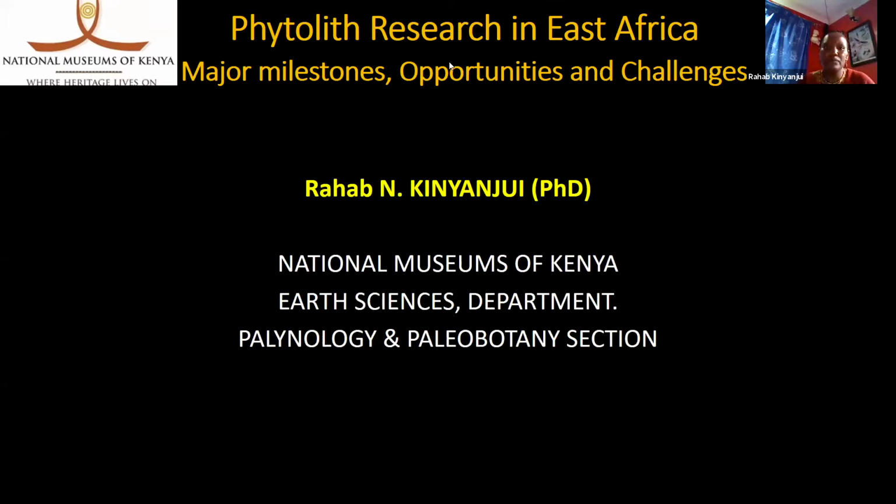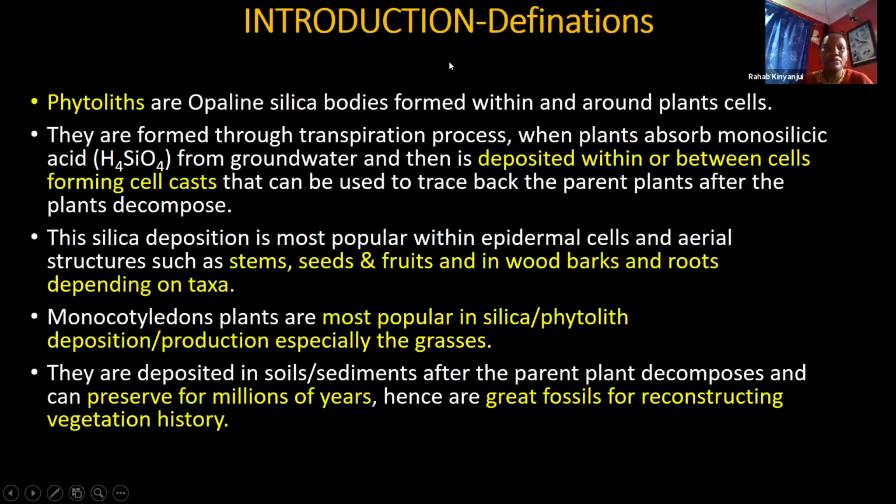So I'll start by giving some background, because I'm sure most of us may not be very conversant with what phytoliths are and why they are used, and where and when. So I'll go ahead and define some of the terms that people working in phytoliths commonly use. Phytoliths are opaline silica bodies formed within and around plant cells.